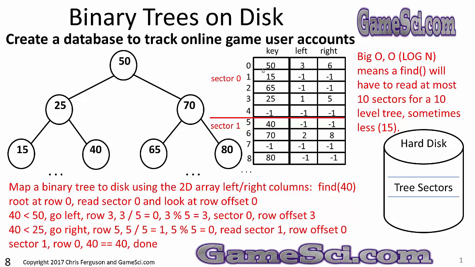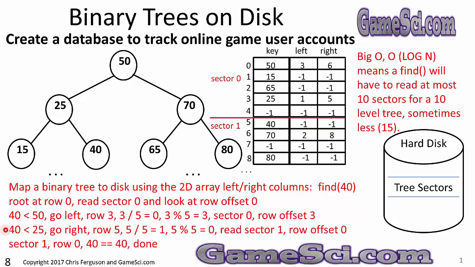The left child of 50 says I should go to row 3 of the table. 3 divided by 5 says that should be located in sector 0. 3 modulus 5 says it should be at record offset 3. So what we need to do is look at sector 0, row offset 3. The left child of 50 is in sector 0, row offset 3, and there we find our 25. I don't even have to read a new sector in. It's in the same sector, so that saves me a sector read.